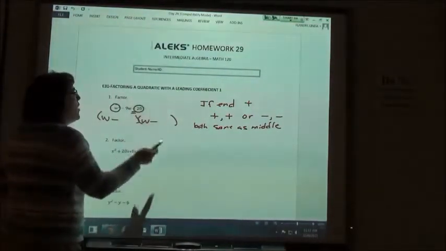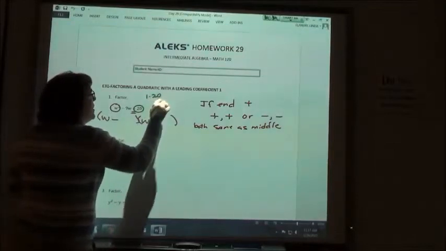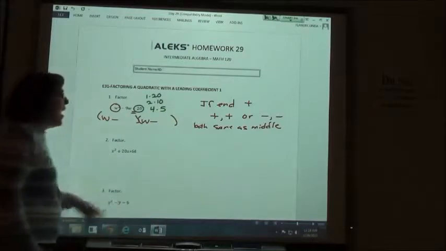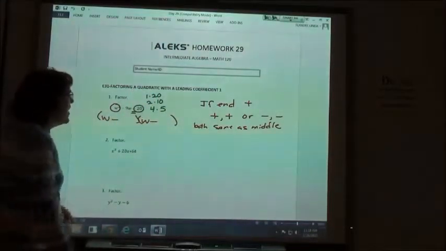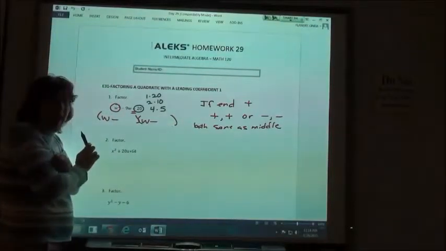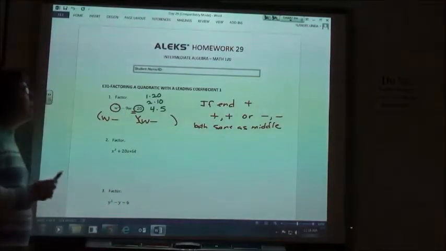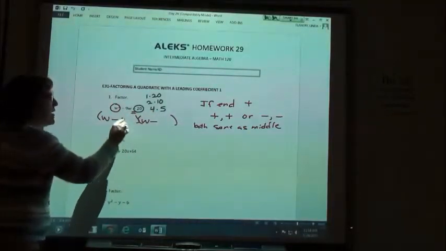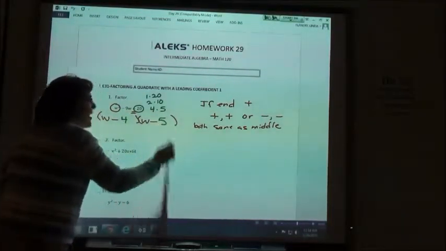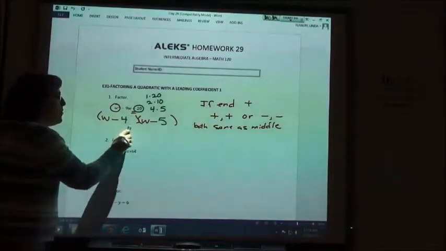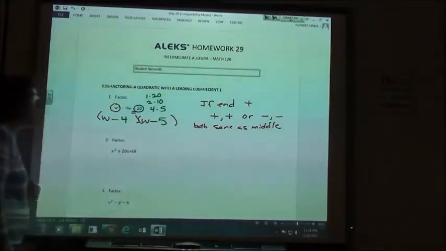My factors are 20: 1 and 20, 2 and 10, 4 and 5. I want the pair of factors that when I do the outside plus the inside, in other words, when I add them together, I get this middle number. Well, in this case, 4 and 5 add up to 9. A minus 4 and a minus 5 would add up to minus 9. So my answer here is that I have (W minus 4) times (W minus 5).